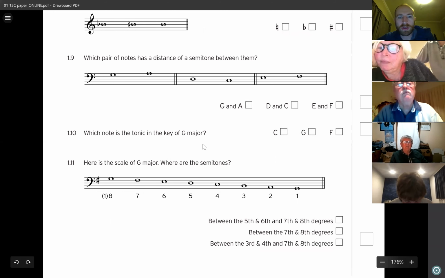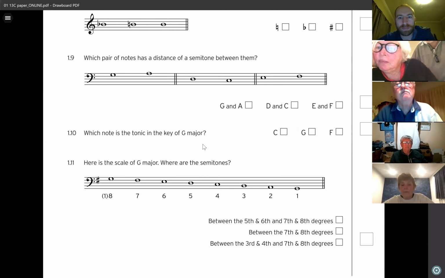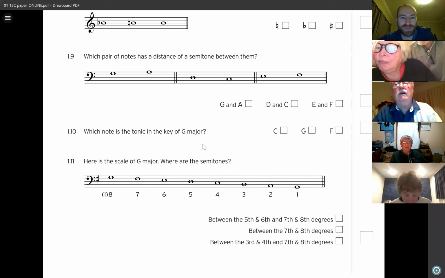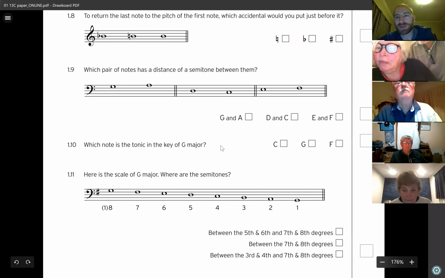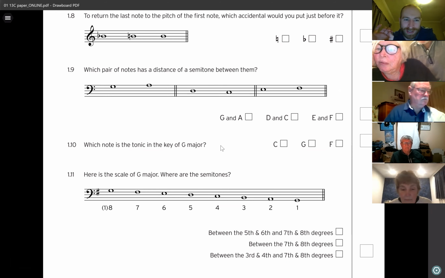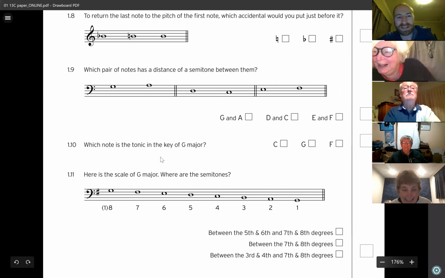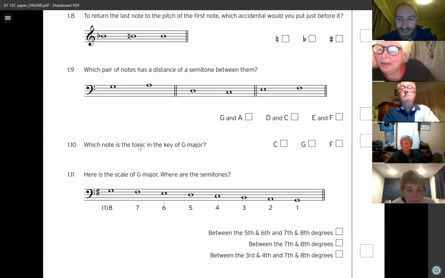Which note is the tonic in the key of G major? G. Yep, that's easy. So remembering the names of the scale: your tonic is 1, your dominant is 5, your subdominant is 4, your mediant is 3. There was one of the sessions we did, the names of each note in the scale. Well, this is grade 1, so they're only asking you what the tonic is, and the tonic is always 1, or 8. G major. Oh yeah, I knew that.